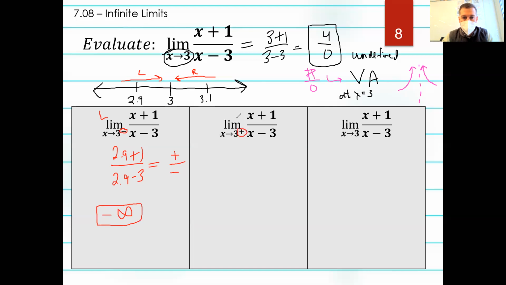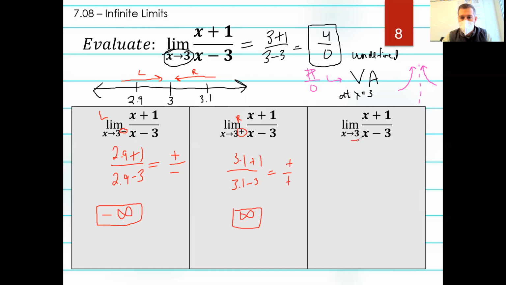The next one is talking about the right, so we're going to use that 3.1. Let's do that work real quick. This time we get a positive over a positive, so that tells me we're going to get a very positive number. In this case, I think we'd get 41 as our answer. It's going up very fast, so this is positive infinity.